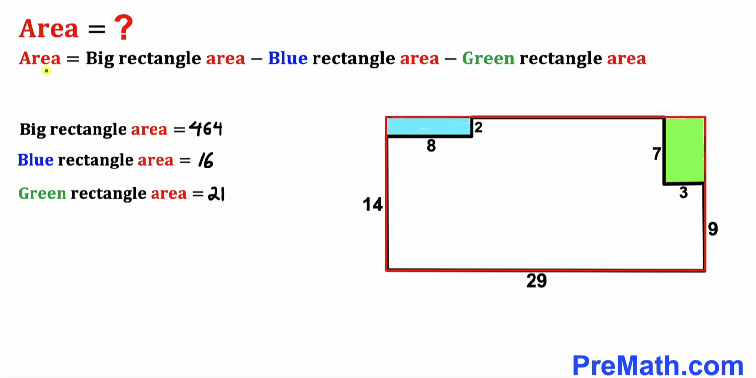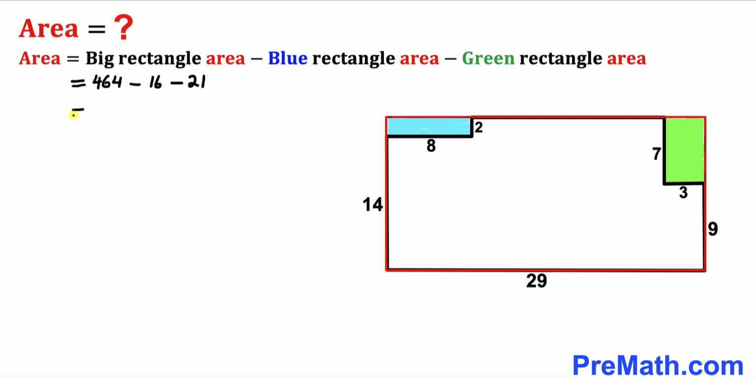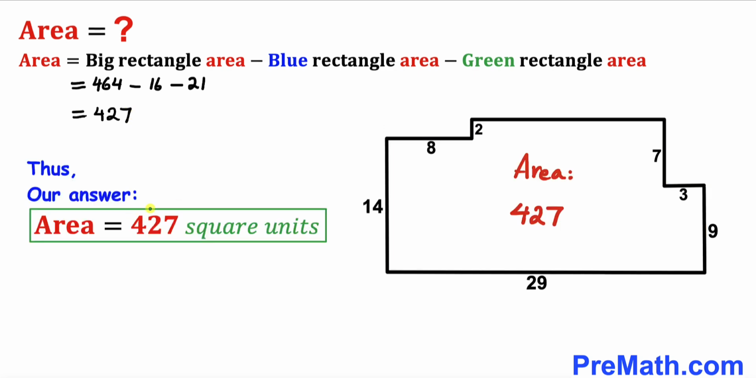And here's our final step. Let's go ahead and calculate the area of this given polygon, because we figured out our big red rectangle area, which is 464. The area of the blue rectangle is 16 and the area of this green rectangle is 21. So let's go ahead and fill in the blanks. So this is going to be 464 minus 16 and minus 21. If we simplify on the right hand side, that is going to give us 427. So thus the area of this given polygon turns out to be 427 square units.